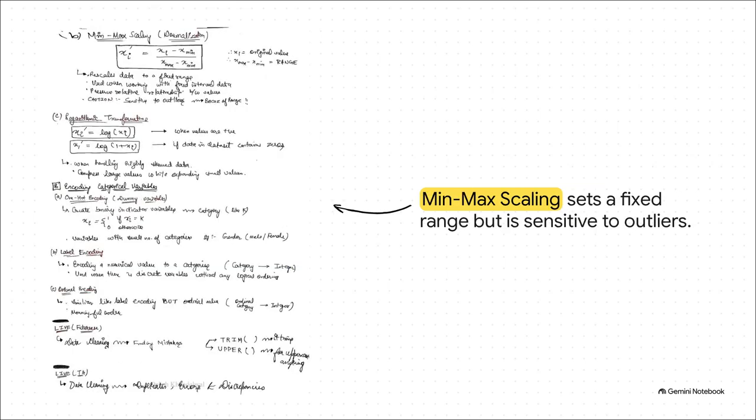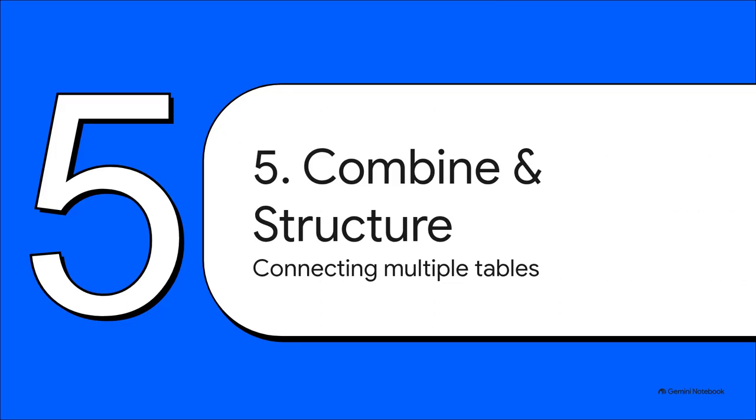And right next to that in your notes is min-max scaling, also known as normalization. This technique rescales your data to a fixed exact range, usually between 0 and 1. But here is a massive red flag for your exam. You have to be super cautious when using min-max scaling because it is highly sensitive to outliers. Since the formula uses the absolute minimum and maximum values in your dataset, just one giant outlier will skew your entire scale.